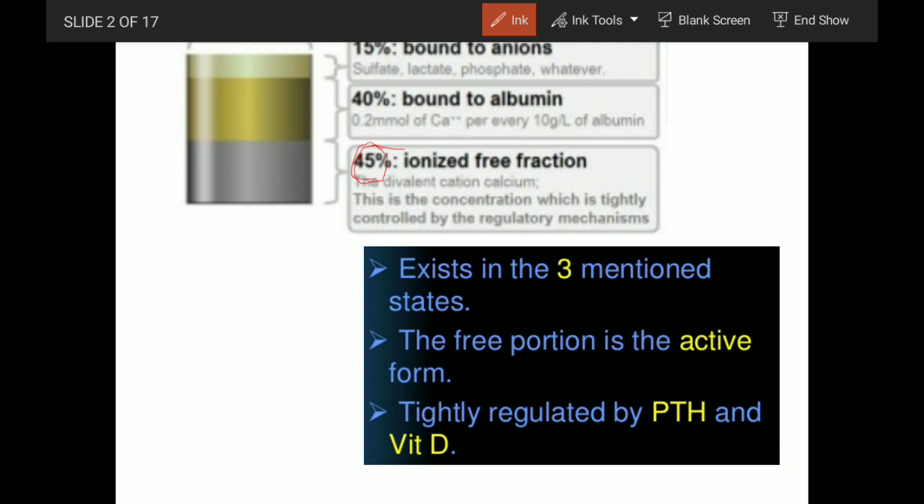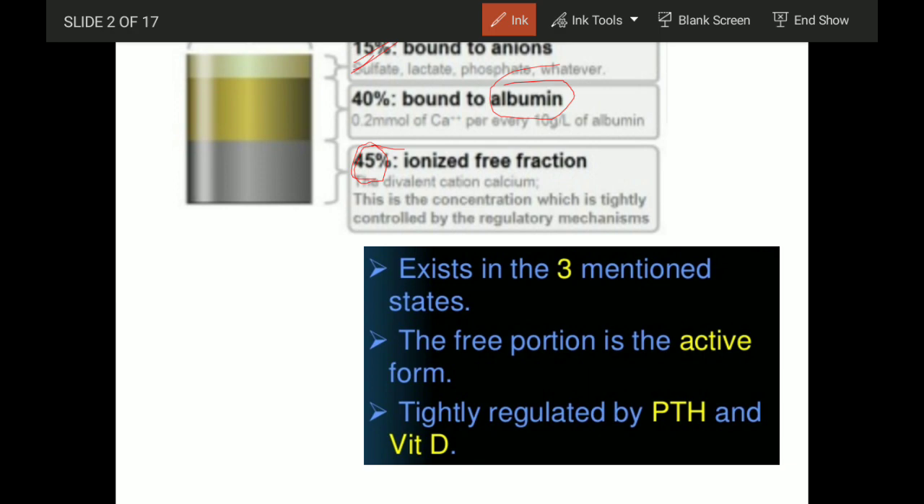And what is that something? Around 15% is bound to different anions, like sulfate, lactate, phosphate, etc. And the rest, 40%, the majority of the bound fraction, is bound to proteins. The main protein to which it is attached is albumin. Albumin has many sites with negative charges to which the positively charged calcium can bind.